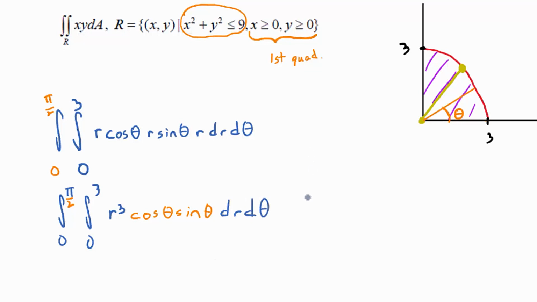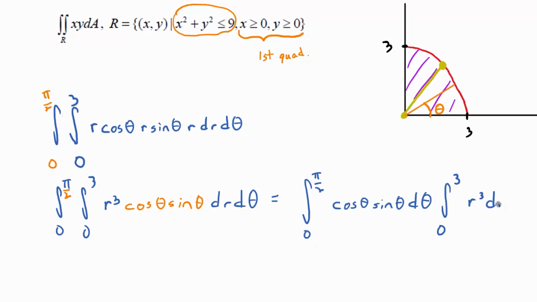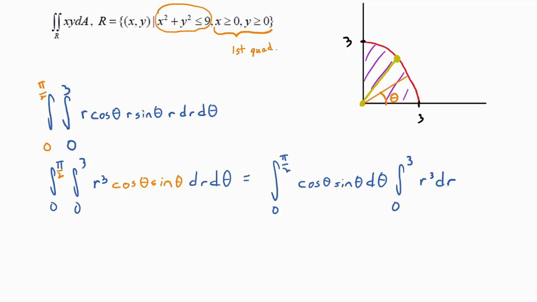You can separate it. What would it look like if you separate it? The integral from 0 to pi over 2, what would go inside? Cosine sine. And then d theta, right? Times integral 0 to 3 of r cubed dr, right? Now, how do we integrate this?